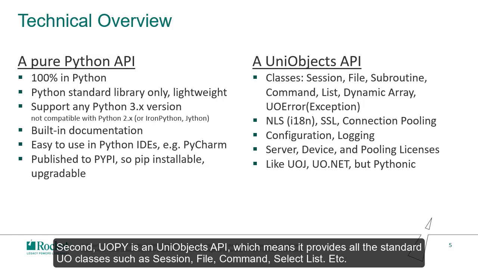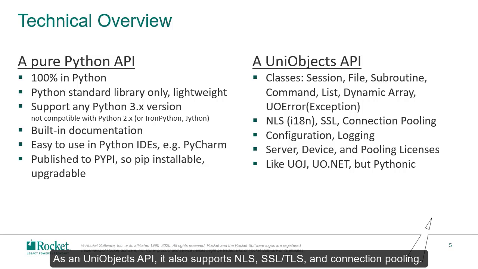Second, UOPY is a UniObjects API, which means it provides all the standard UO classes such as session, file, command, select list, etc. As a UniObjects API, it also supports NLS, SSL/TLS, and connection pooling.